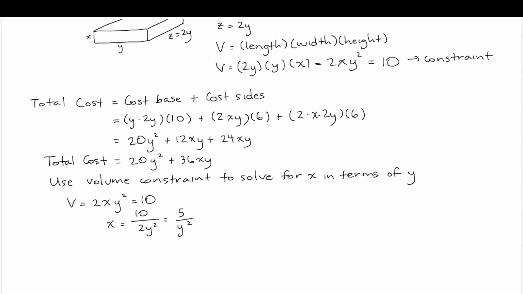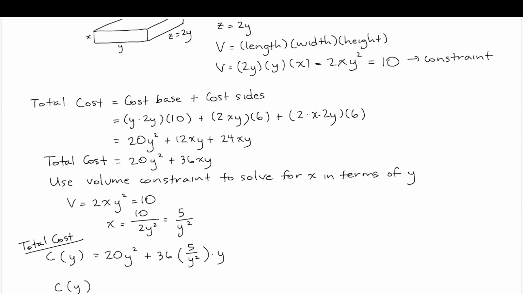So now I'm going to write my cost equation strictly in terms of y. That is 20y squared, right? This is my equation for total cost, but I'm simplifying my notation and calling total cost just capital C. So that's 20y squared plus 36 times x, which is 5 over y squared, times y.